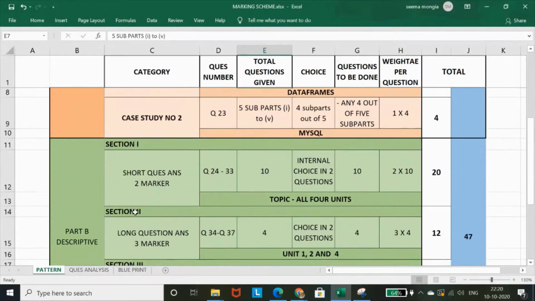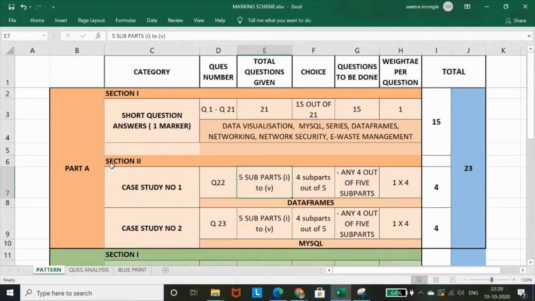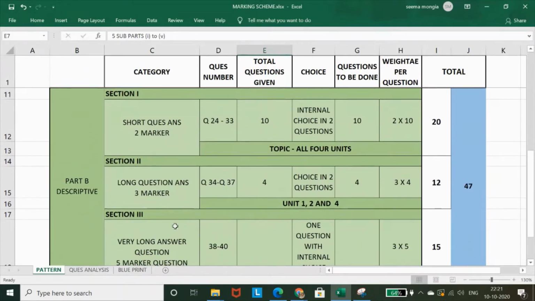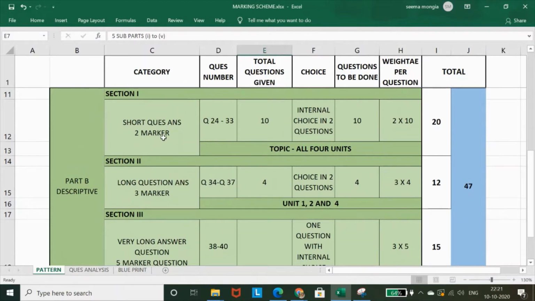Now let us talk about the pattern of part B, that is the descriptive part. Part A is the objective part, or we can say short question answers, one word answers, and case studies are again simple one marker questions. But when we talk about part B, it has 3 sections. Section 1 is 2 marker questions, section 2 is 3 marker questions, and section 3 is 5 marker questions. Section 1 will be having 10 questions, from question number 24 to question number 33. There is no choice. You have to attempt all these 10 questions, and each question carries 2 marks.